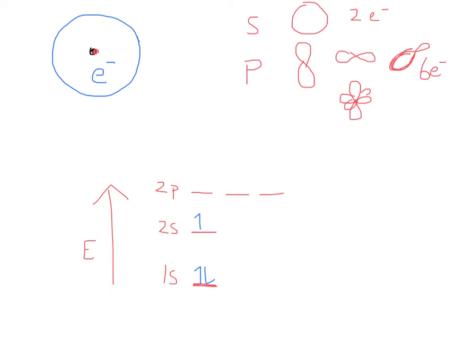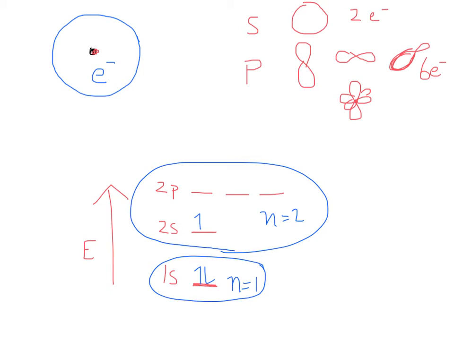This is where n is equal to 1. That's the first shell, and n is equal to 2 is the second shell. One of the really important things to note here is that there is a maximum of 2 electrons in the n equals 1 shell, and a maximum number of electrons in the n equals 2 shell of 8.